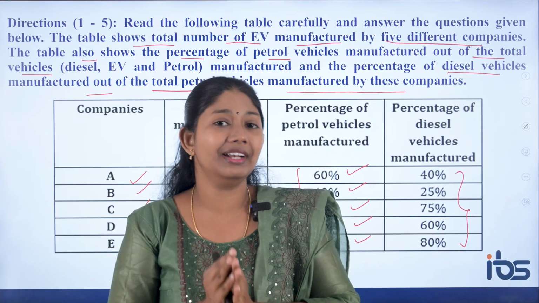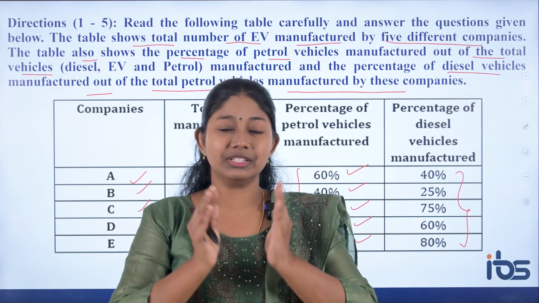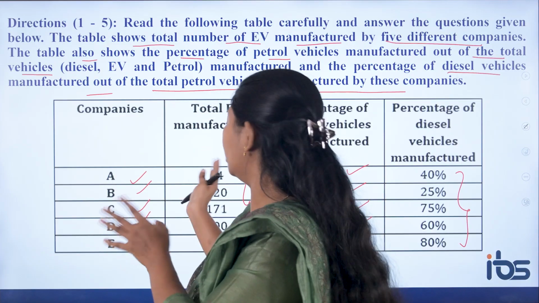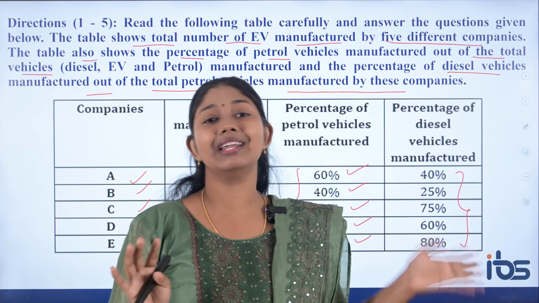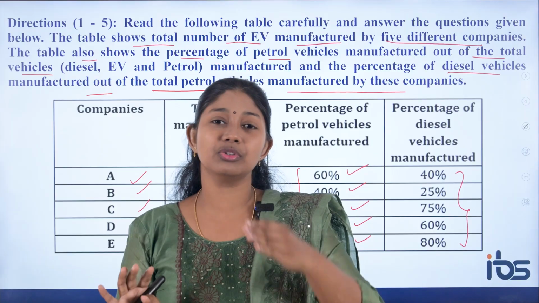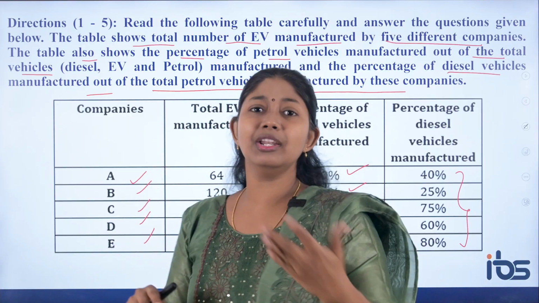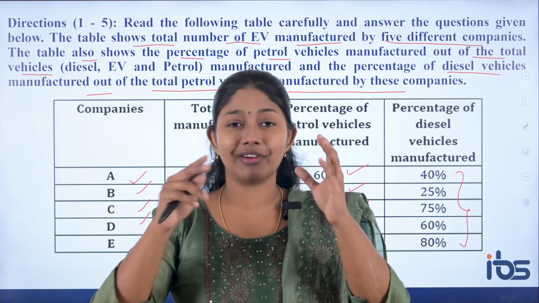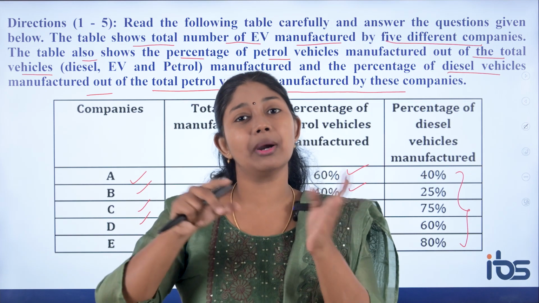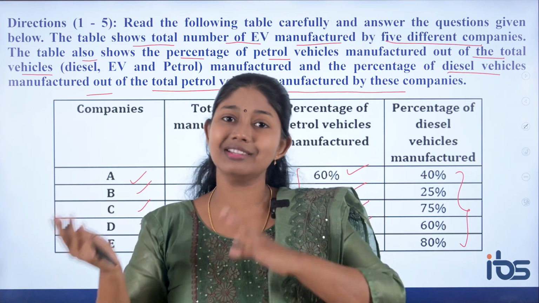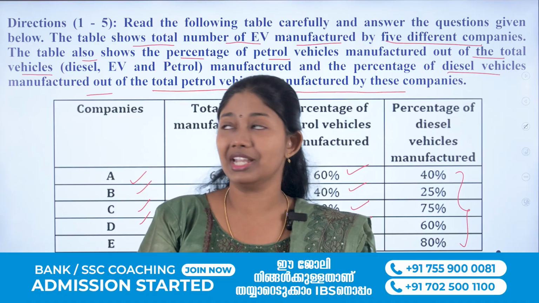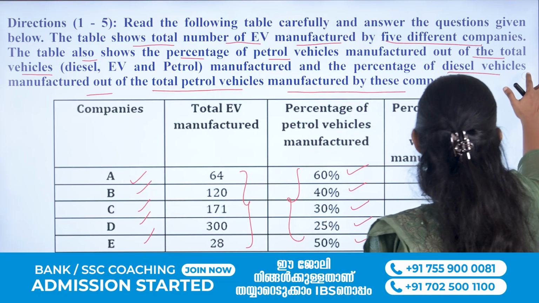So once you get the data, what you have to do is try to decode it. Whatever data is given, let's try to decode it. I will use the concept of ratio and find out how many petrol vehicles, diesel vehicles and EV vehicles each company manufactured. So let me take the next slide.